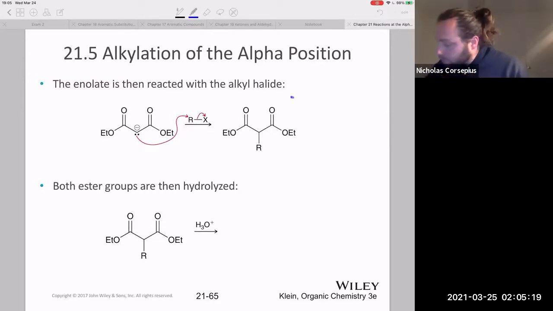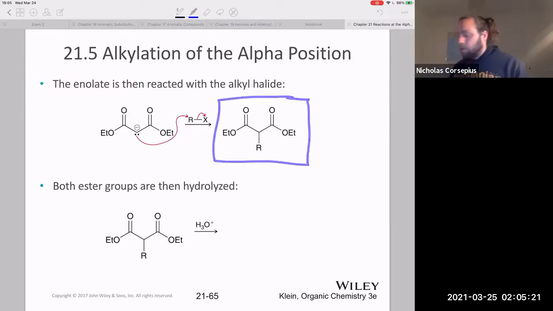And so now we're left with that R group on our diethylmalonate. Okay, so we could stop there if we wanted, but this is of course not the carboxylic acid that we were looking for. So the next step is going to be to treat it with acid. And what happens to an ester when we treat it with acid? We should know this from last chapter.